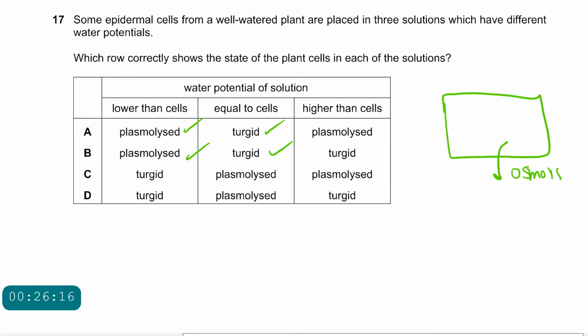If the water potential of the solution is higher than the cell, then water moves into the cell by osmosis down the water potential gradient. But because plant cells have a strong cellulose cell wall, they are able to withstand turgor pressure and do not burst, unlike animal cells. Therefore, the correct answer is turgid, and it's B.